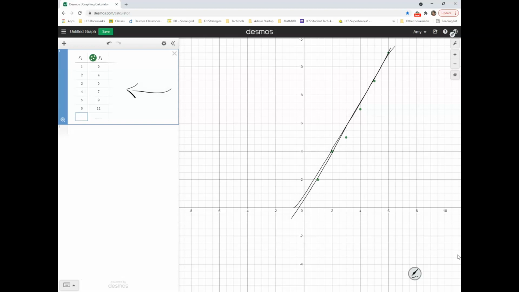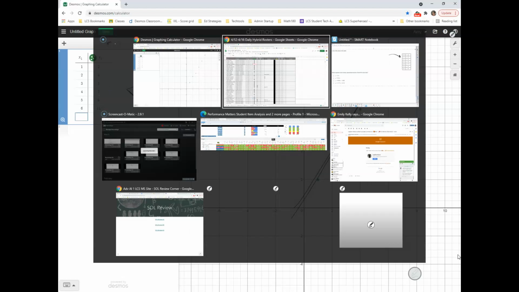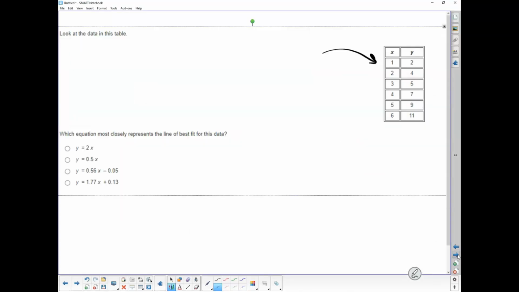It doesn't look like it goes through 0. It looks like perhaps it goes through 0.13. Maybe that would be a good selection. Right? So we could go back to our options. It looks like it definitely crosses at a positive y value. My y-intercept is positive, and I don't think it passes through 0, 0. But this is just such an uncertain way of doing it.